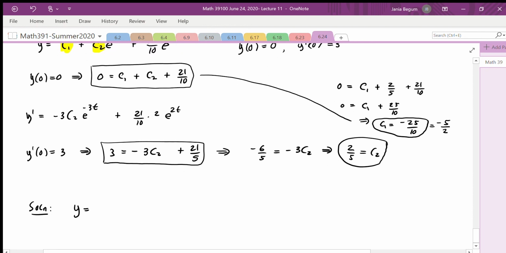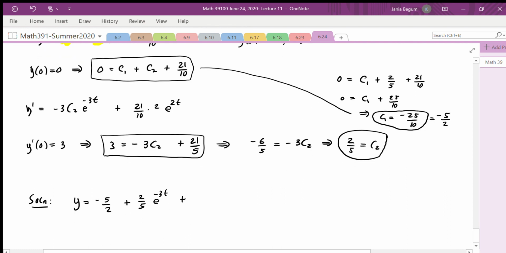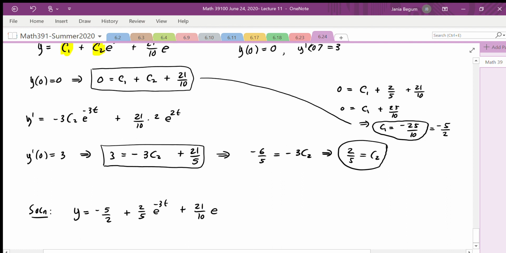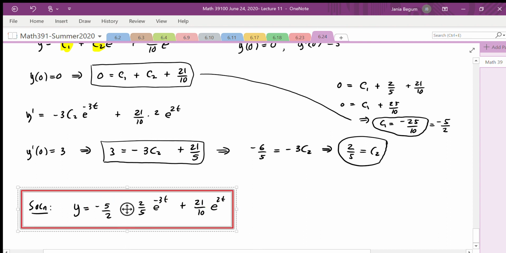So we have C1, that's negative 5 over 2, plus C2, which is 2 over 5, e to the negative 3t, plus the particular solution, 21 over 10 e to the 2t. So that's how you solve an initial value problem. Any questions? So we finished it. It didn't take us so long, but we accomplished what we wanted to finish. So, all right, this is it for today.